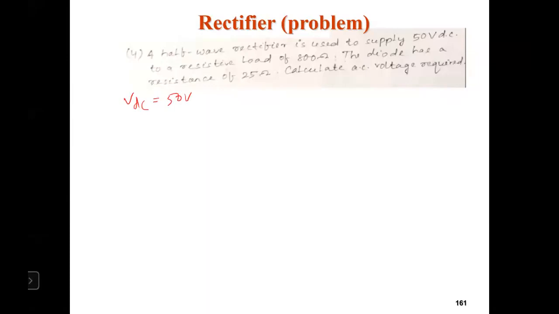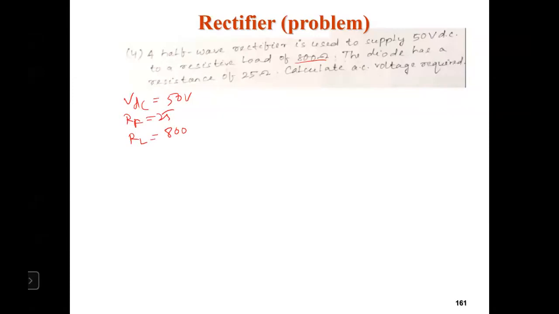That means the voltage coming across the 800 ohm load resistance is 50 volt DC. This VDC is taken as 50 volt, and your RF is given as 25 and RL is equal to 800. Then you have to calculate the AC voltage required.